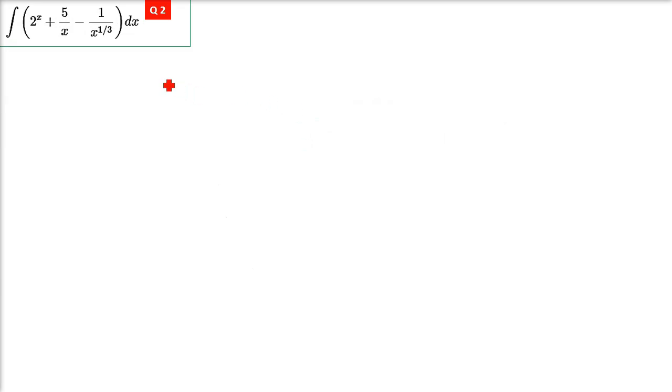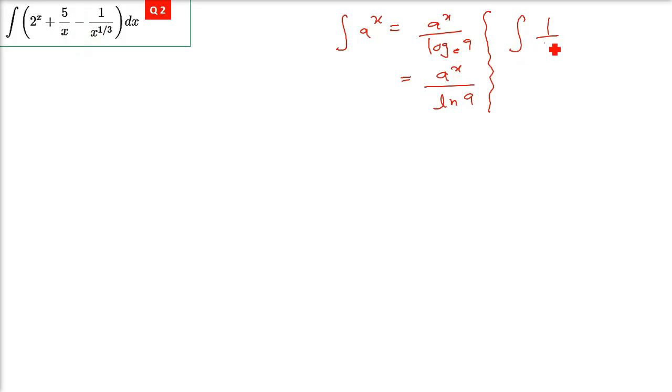Next one, before we go ahead, there are certain results of integration. Integration of a to the power x is simply a raised x divided by log a. You can write it as a raised x over log base e. When the log has base e, we write it as ln. How about 1 by x? We'll get 1 by x also. Integration of 1 by x is simply ln x, or log base e x.